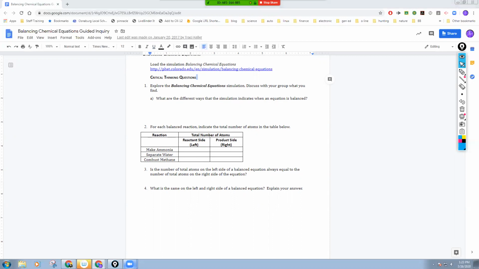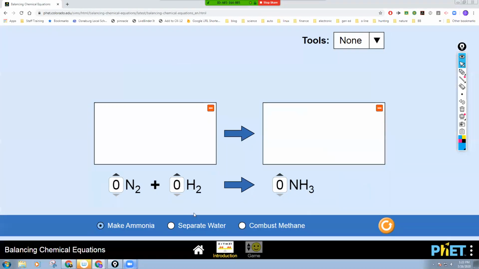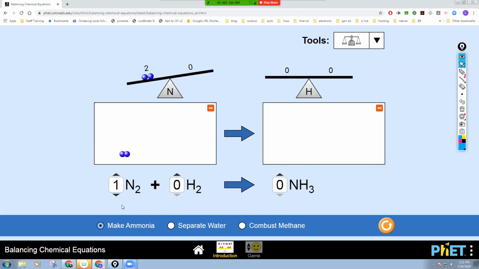If you look at the sim, okay, you have a variety of tools. This one's nice. It kind of shows you the balance of nitrogen and hydrogen, because those are the two atoms. So let's just say I add one here. You can obviously see that I have two on the left side, but I have zero over here. So it's not balanced, literally.